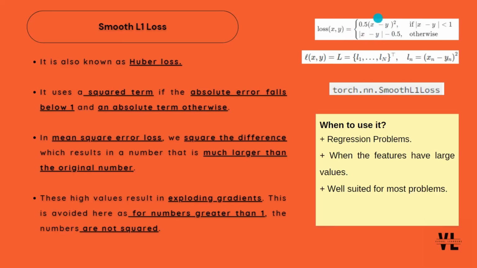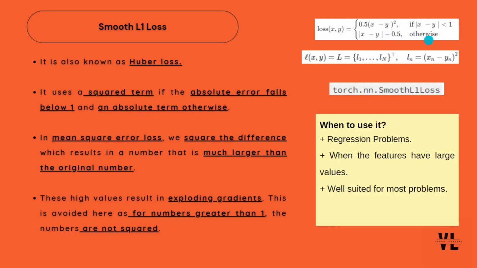So why are we doing this? In the mean squared error loss, we square the difference, which results in a number that is much larger than the original number. We have already mentioned that the mean squared error is going to penalize large differences. And when the difference between the two is less than 1, we want to use the mean squared error, because since the difference is very small, when we take the square, it's not going to cause that much problem.